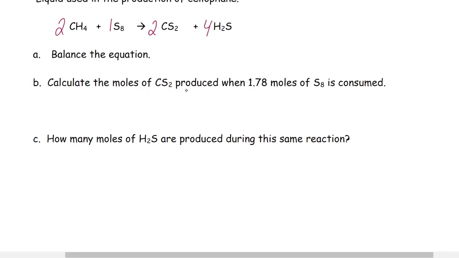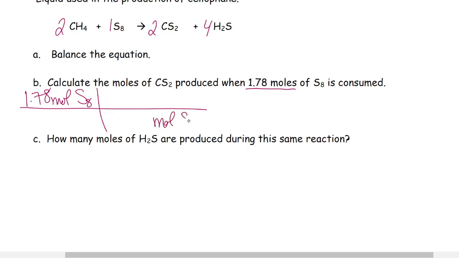Calculate the moles of CS2 produced when 1.78 moles of S8 is consumed. So if I start with 1.78 moles of S8, then I bring moles of S8 to the bottom. I do that so that the moles of S8 will cancel out. And then what will I try to go to? What unit would go on top?